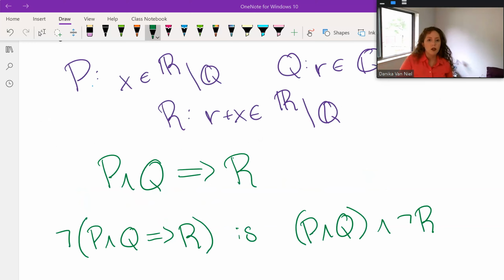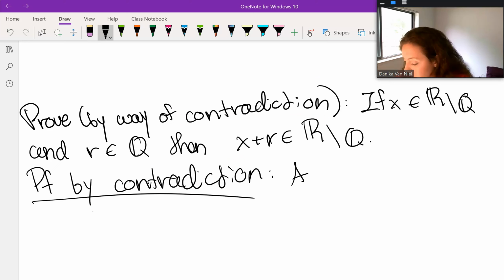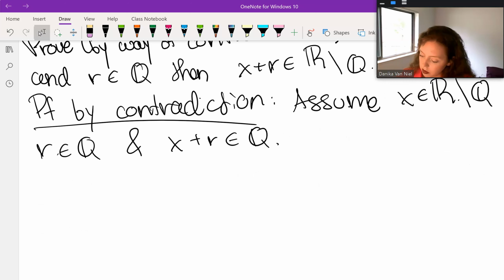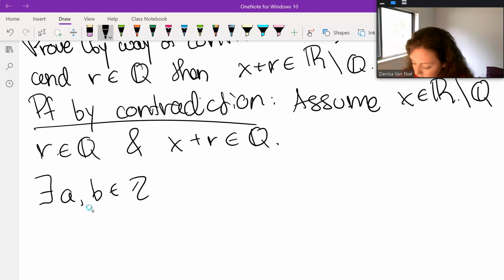Okay, so the first line is what we're trying to prove, so then we want the negation because we're doing this by way of contradiction. Okay? So now pause, try it on your own. I'm going to fly through this. All right, proof by contradiction. Assume x is in R minus Q, r is in Q, and x plus r is in Q. So because these two things are in Q, there exists, let's call them a, b, integers, such that x plus r equals a divided by b.